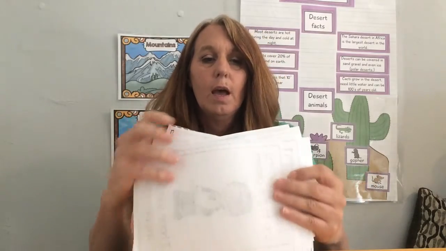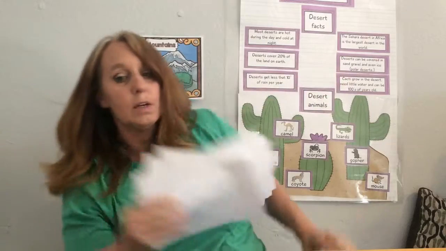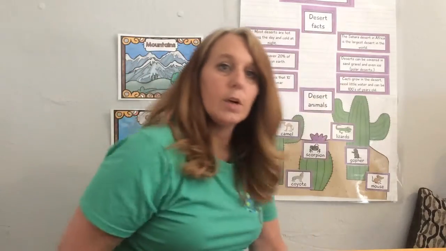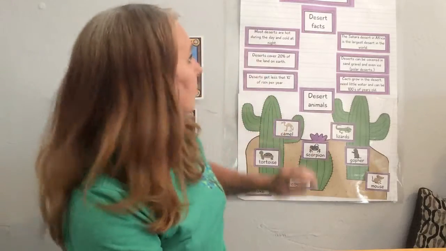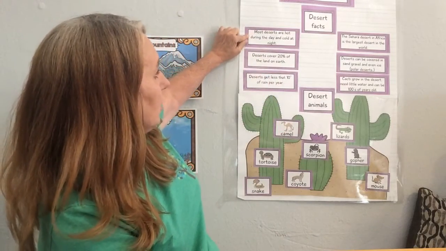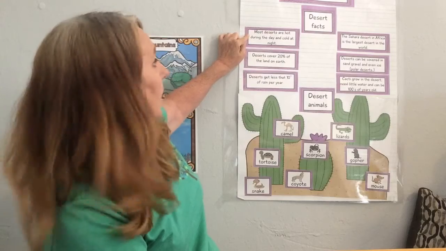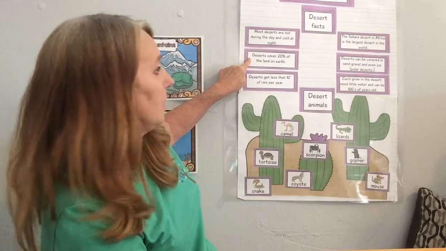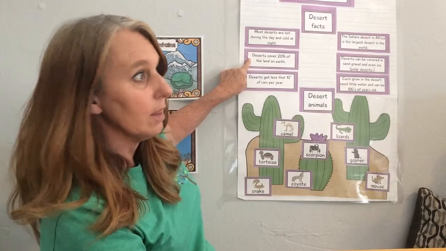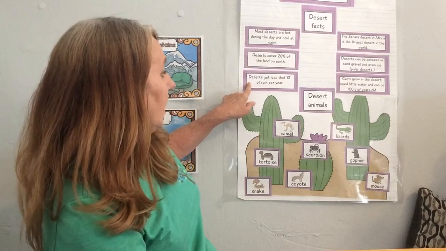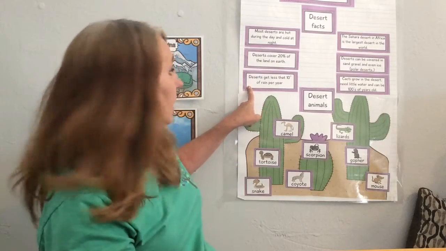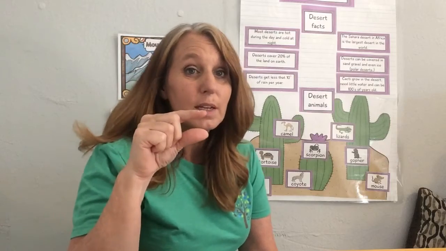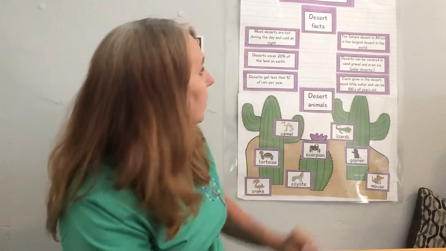Very nice. So those are a lot of animals and plants and things that you might see in the desert. We made this chart. We did it in our Zoom meeting today. So some of you have already seen this, but let's read some of these desert facts. It says most deserts are hot during the day and cold at night. Deserts cover 20% of the land on Earth. That's a lot. Deserts get less than 10 inches of rain per year. That means they just get a little bit of rain, not a lot of rain.